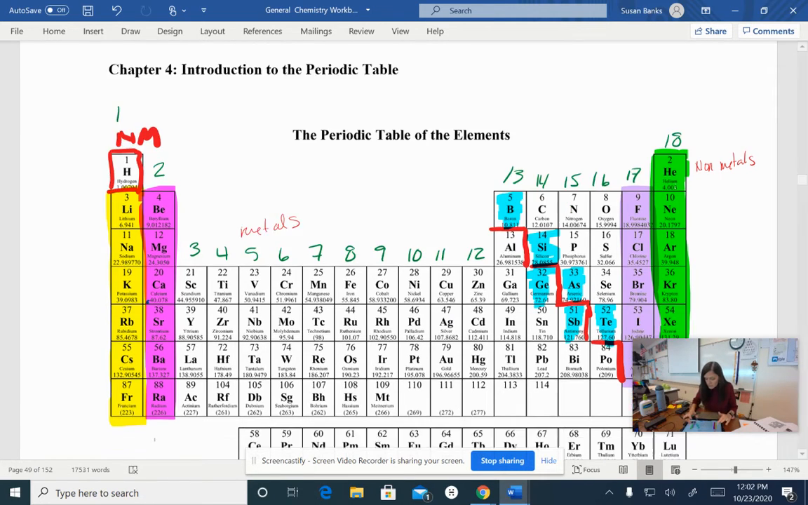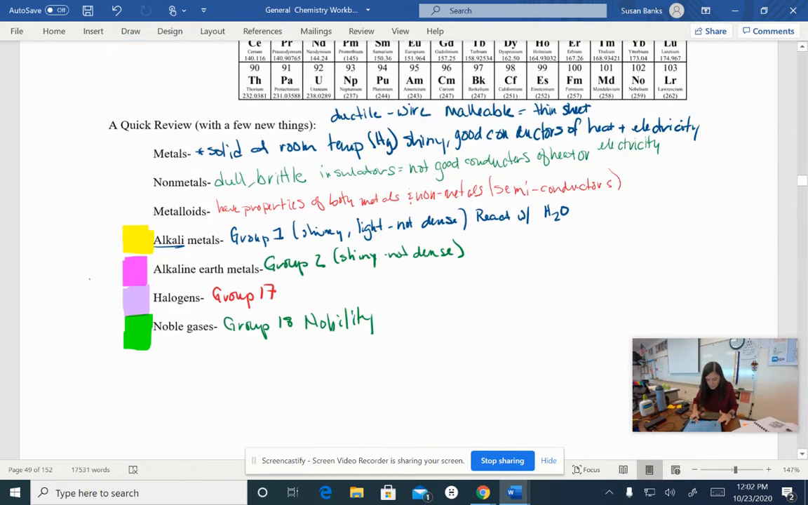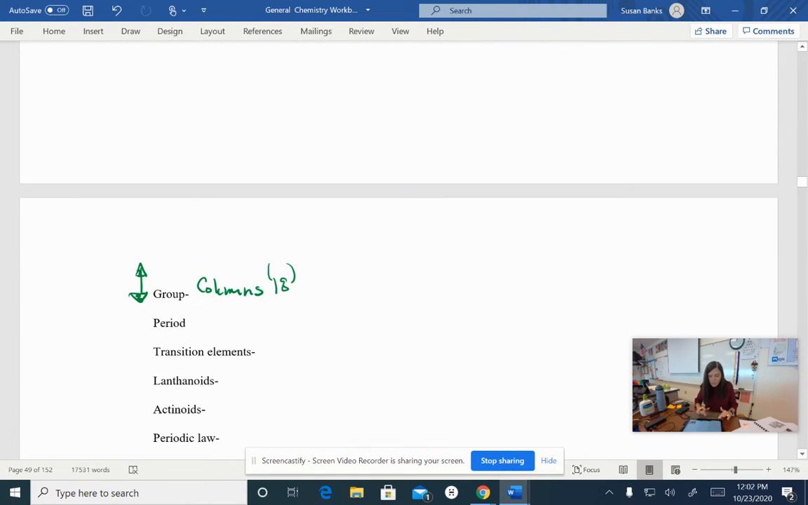Now, the reason that they are called groups is that the elements in those columns have very similar physical and chemical properties. They have similar chemical and physical properties.